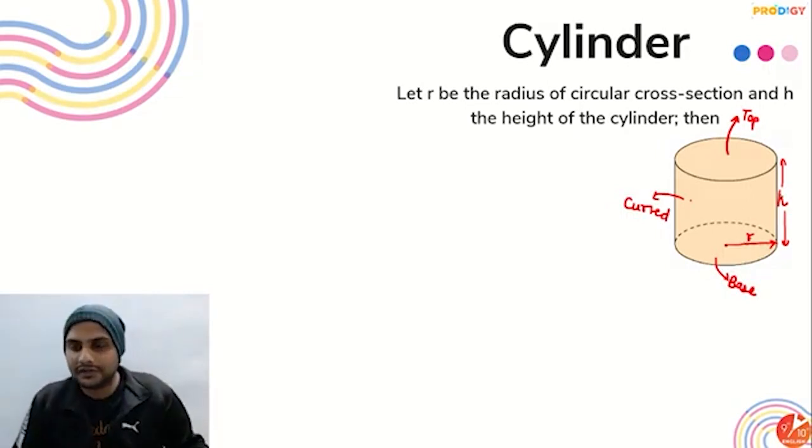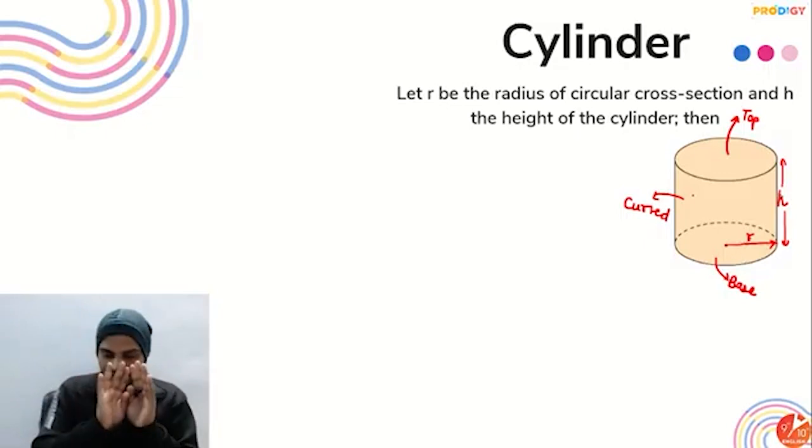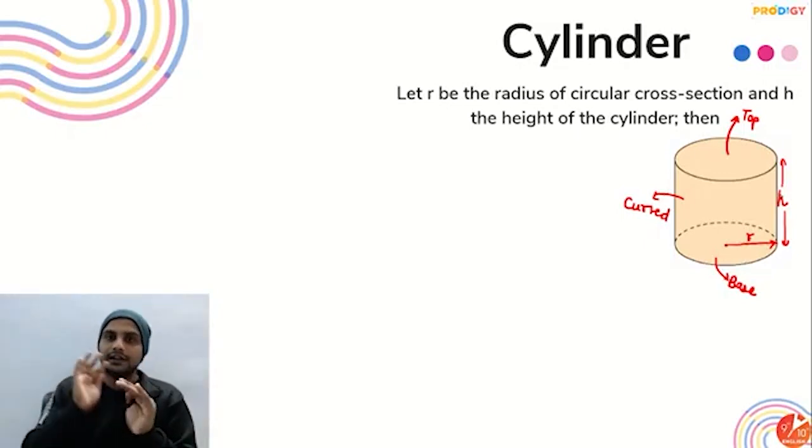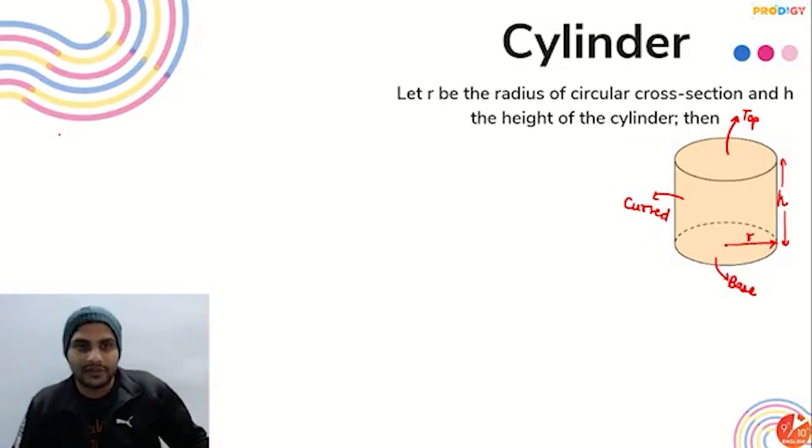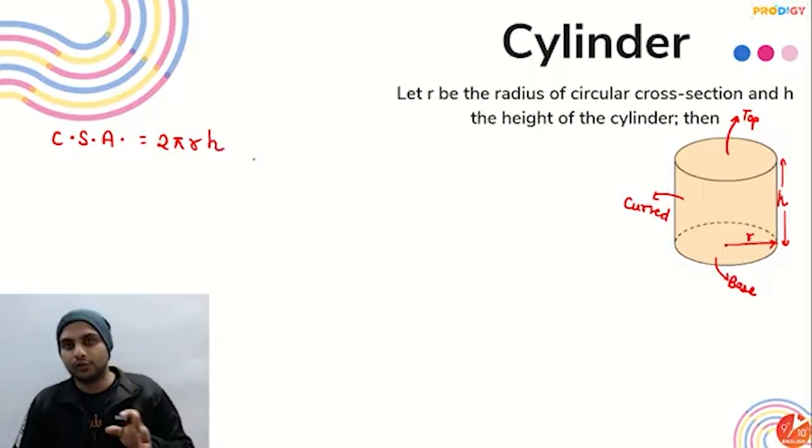So this curved surface, its area, only this curved surface, its area is called as curved surface area, CSA, and its formula is 2 pi r into h. Its formula is 2 pi r into h.